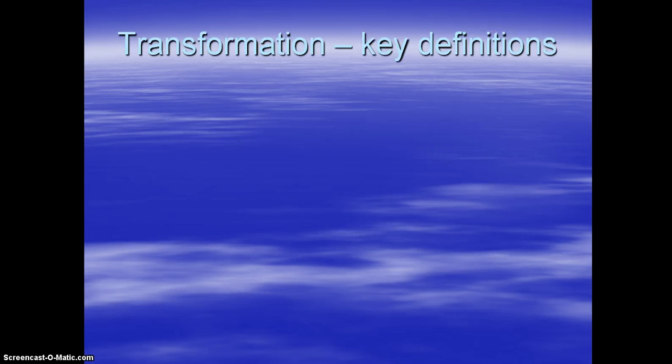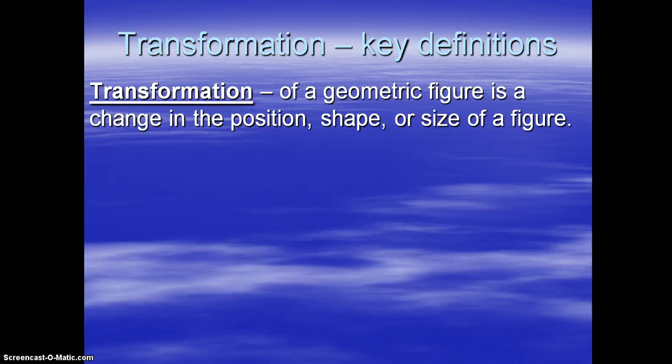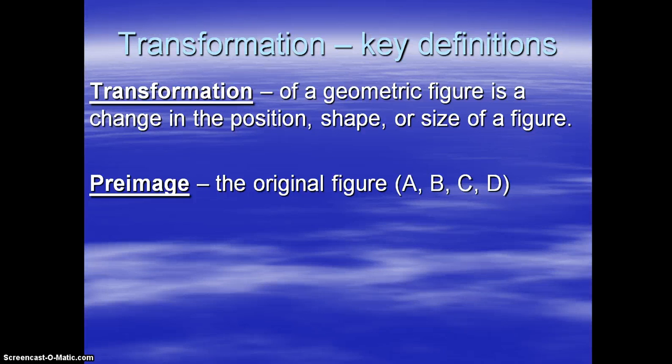So before we get into translations, we want to talk about transformations. A transformation of a geometric figure is a change in the position, shape, or size of that figure. So we can either slide it around, or it can get bigger or smaller, and so forth. There are two things associated with this.